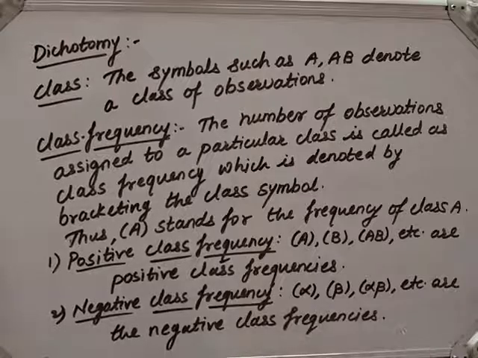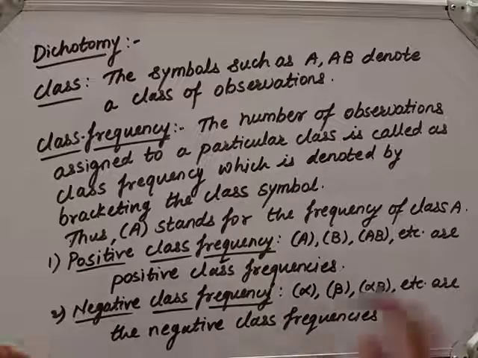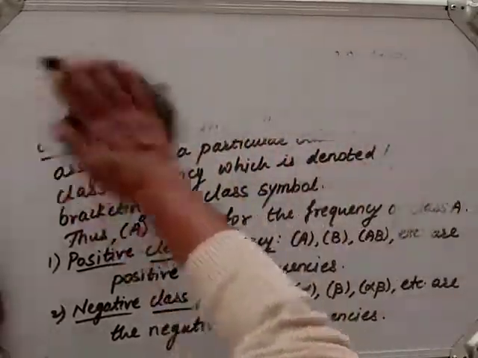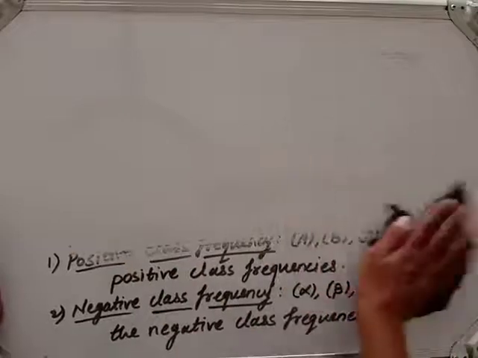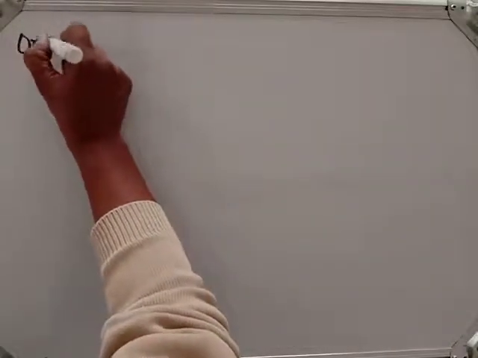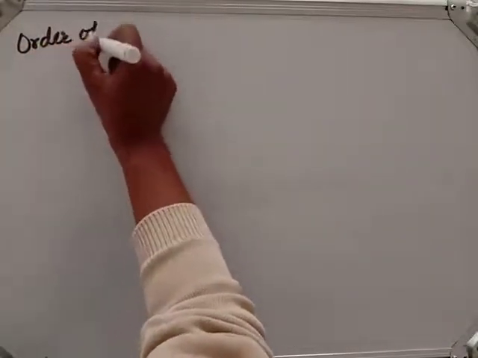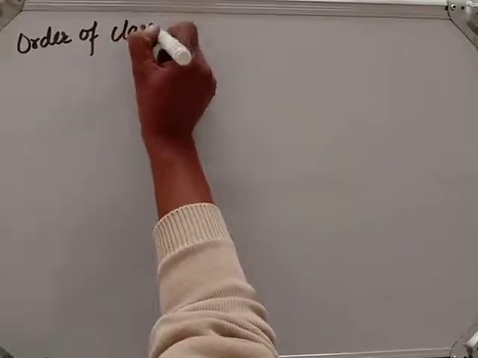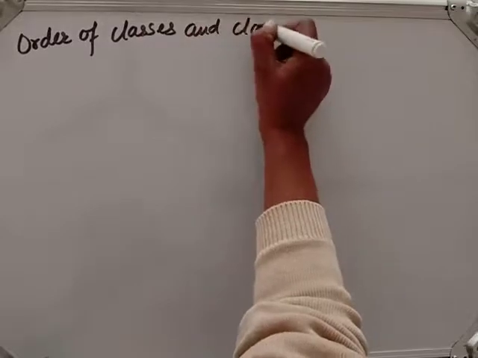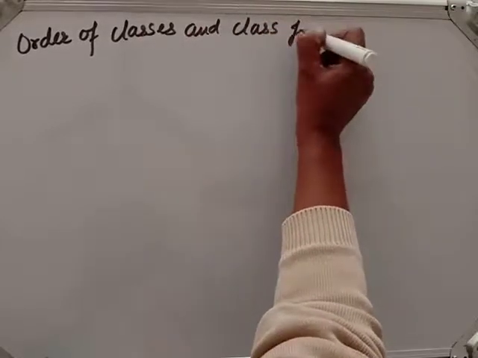Okay. Now, the next important definition is of order of classes and again some details on class frequencies. So, order of classes and class frequencies.